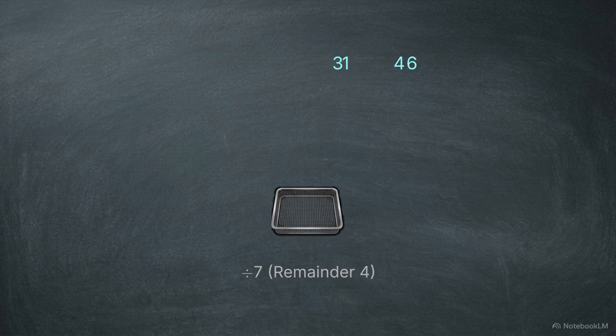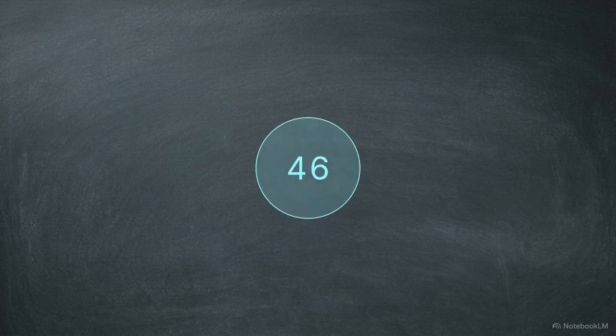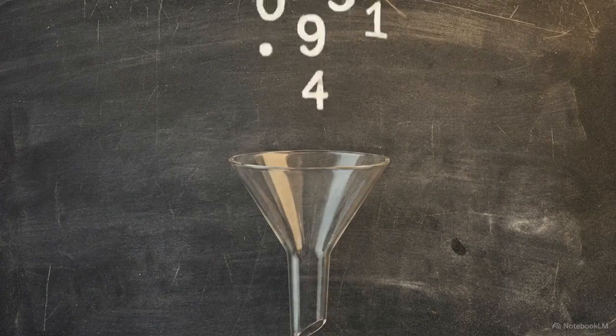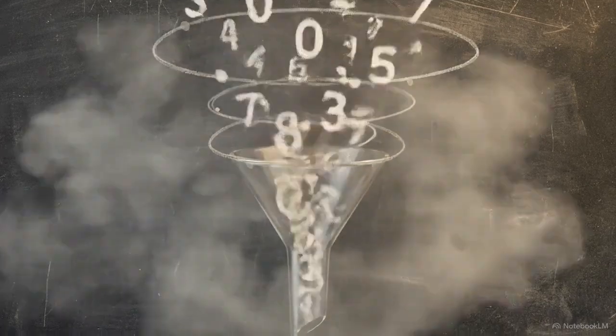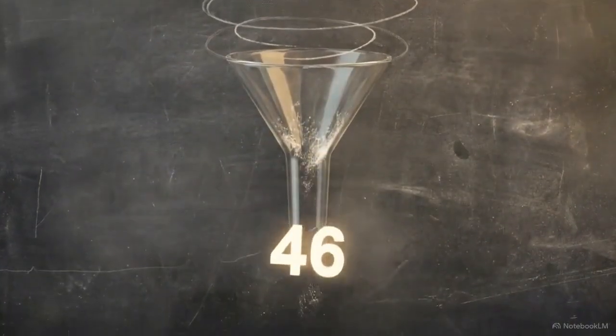Testing which of these leaves a remainder of 4 when divided by 7. 16 leaves 2. 31 leaves 3. But 46 divided by 7 leaves exactly 4. Layering these independent arithmetic constraints creates a logical funnel, filtering out the wrong answers until only the correct total remains.